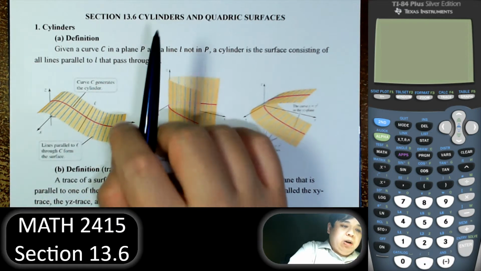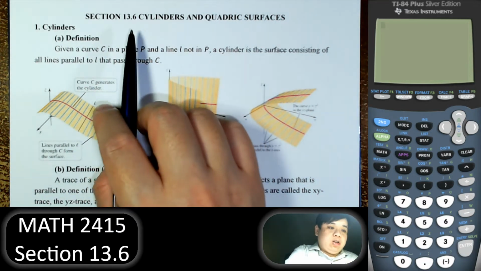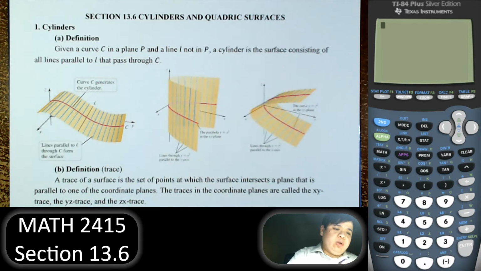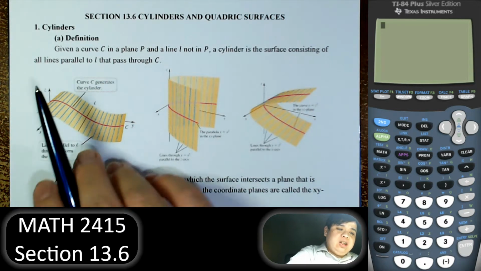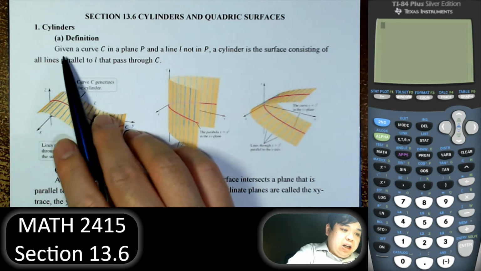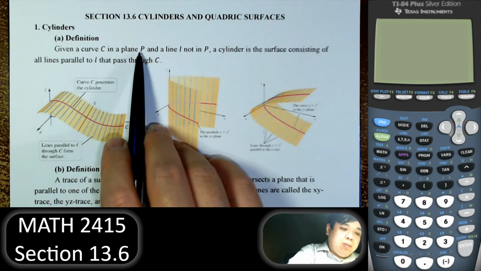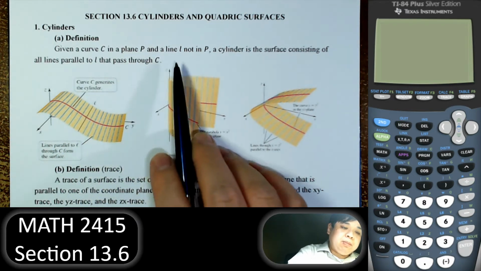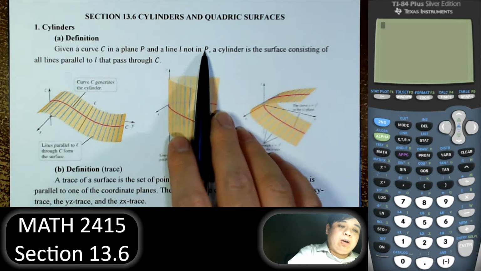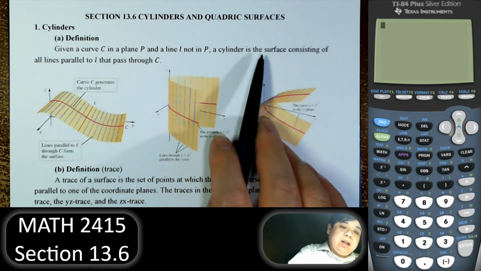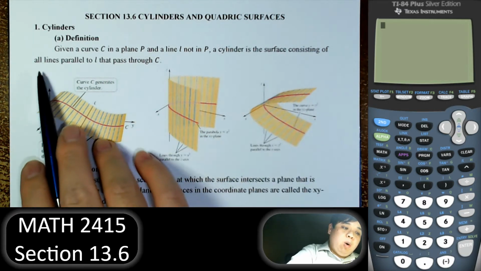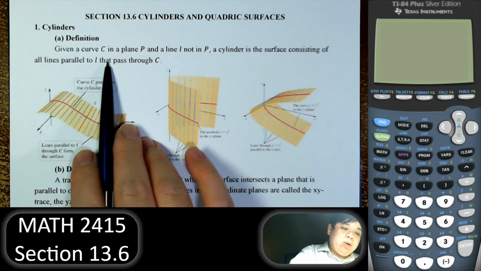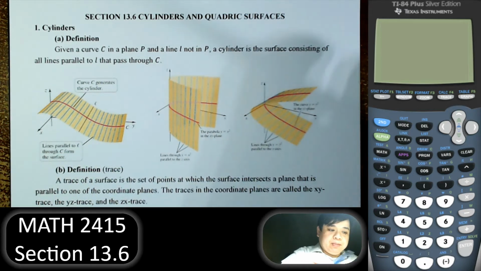Right, so this section has two parts: the cylinders and the quadric surfaces. The first one is cylinders. The definition of a cylinder is that, given a curve C in the plane P and a line L not in P, a cylinder is the surface consisting of all lines parallel to L that pass through C.